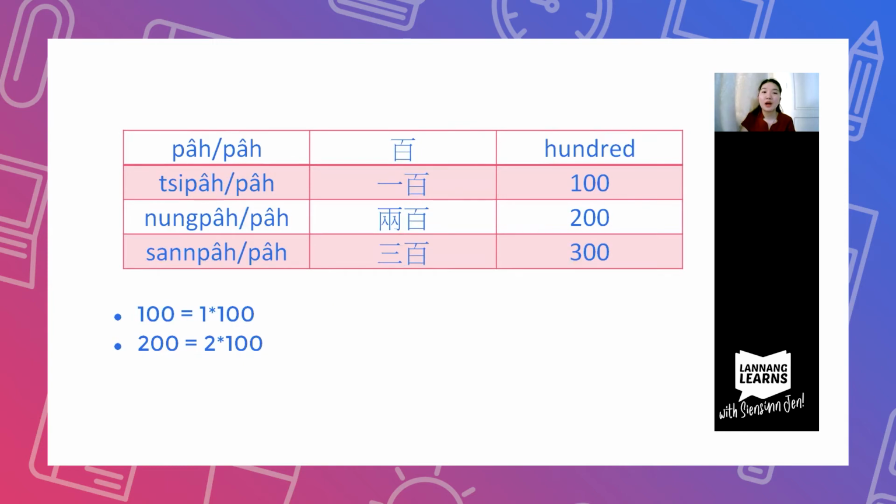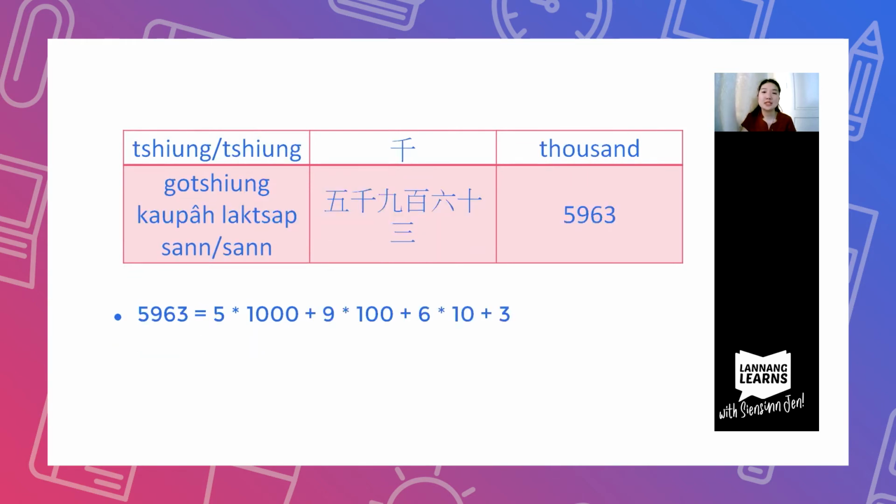Then for 100, we say pa. So if you want to say 100, that's si pa. 200 is nang pa. 300 is sa pa, and so on. We say si pa, go pa, lak pa, chit pa, we pa, cow pa. Now, if we reach the thousands, we say ching. So 1,000 is the ching.